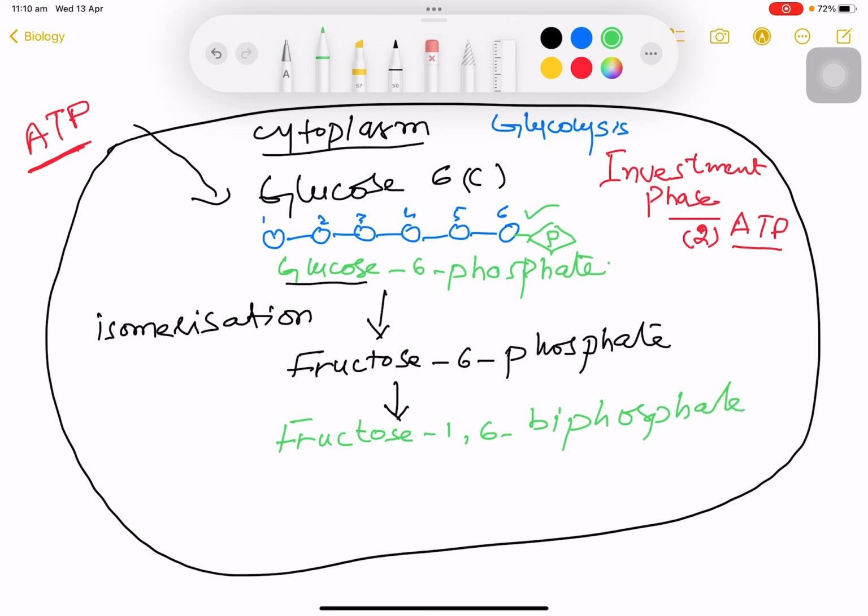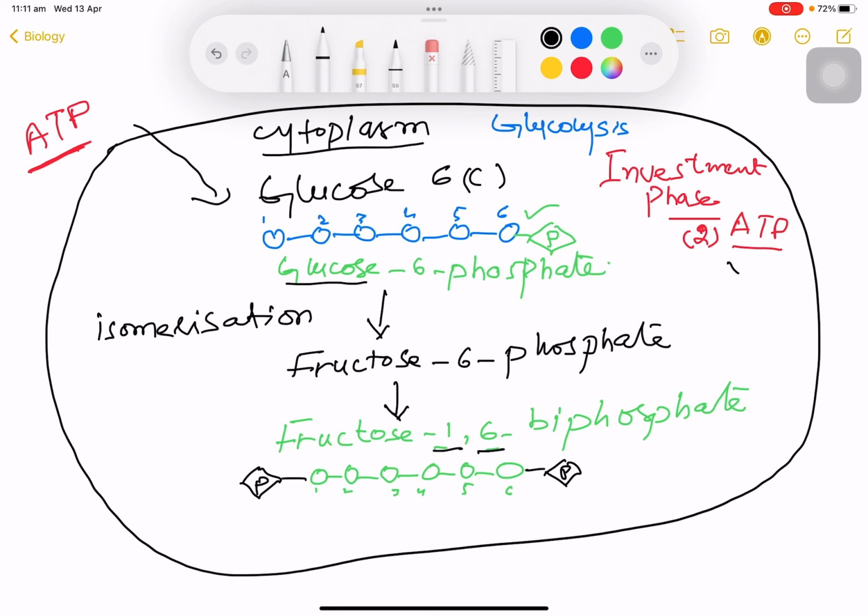What is fructose 1,6 biphosphate? As you know the molecular formula is the same, so the carbon number remains the same, 1, 2, 3, 4, 5 and 6 carbon. Let me do it with the black pen to represent the phosphate group. Phosphate is here and here, at carbon number 1 and carbon number 6. That's why it is known as 1,6 biphosphate.